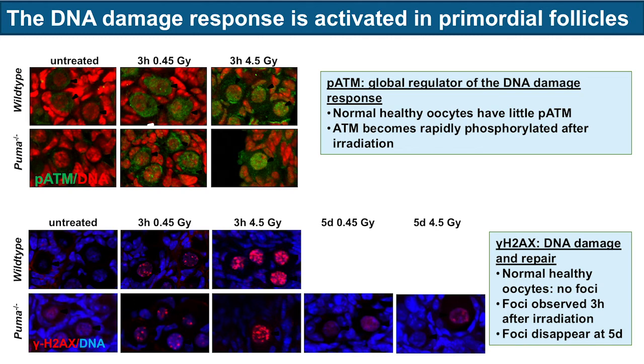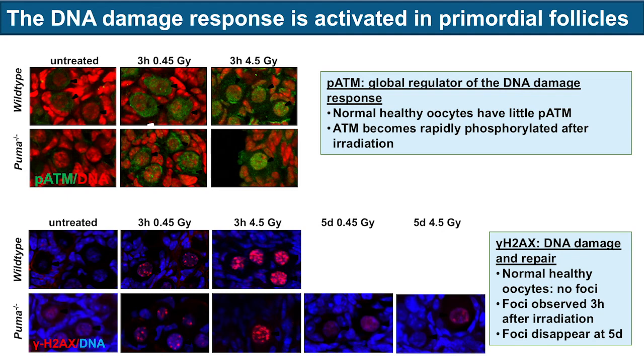And so from her studies and from some of our earlier work, we now know that the DNA damage response is in fact activated in primordial follicles. So this panel shows you DNA in red and phosphorylated ATM in green. So phosphorylated ATM is a global regulator of the DNA damage response, and normal healthy oocytes have very little phosphorylated ATM. But ATM becomes rapidly phosphorylated after irradiation, and you can see it clearly in this panel.